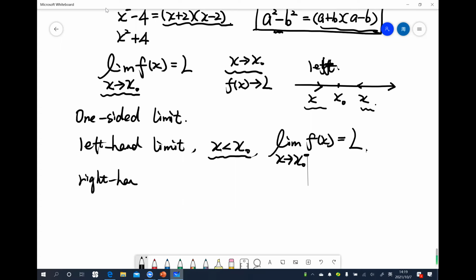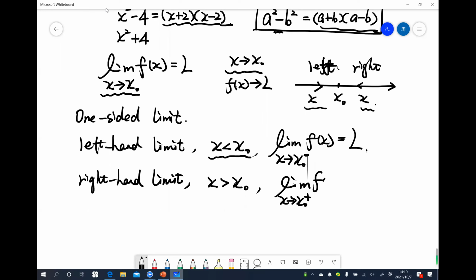And similarly, we have the right-hand limit. That means x approaches x0 from the right, and here x is larger than x0. So here, if we have the limit, that means as x approaches x0 from the right-hand side, the function approaches a fixed constant. So here we write a plus sign, that means x approaches x0 from the right hand.